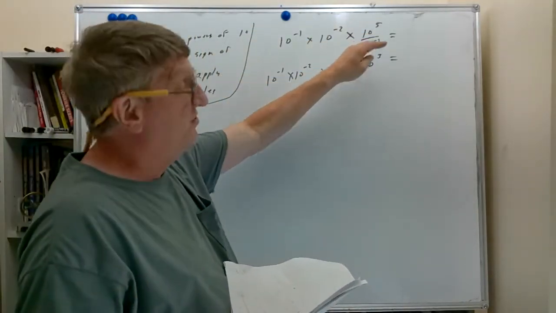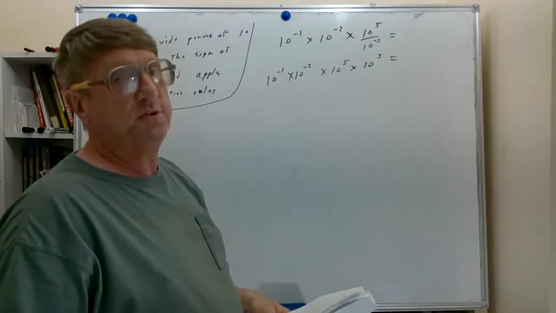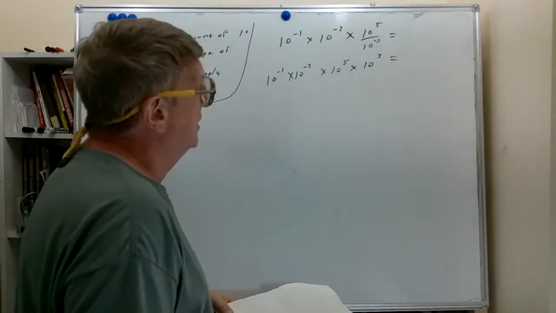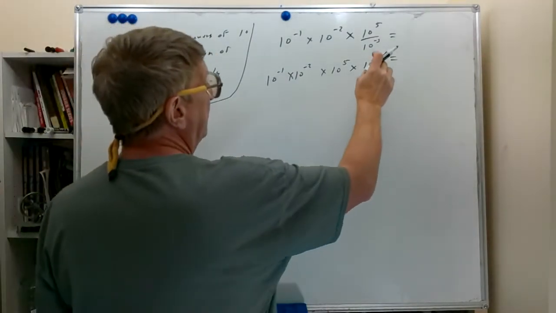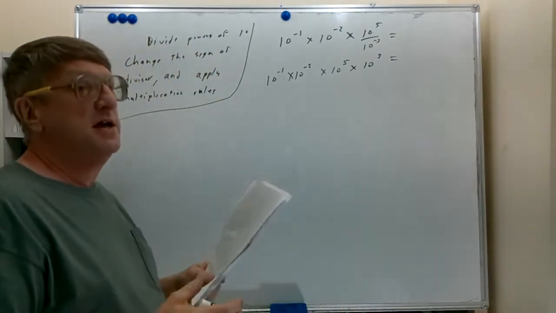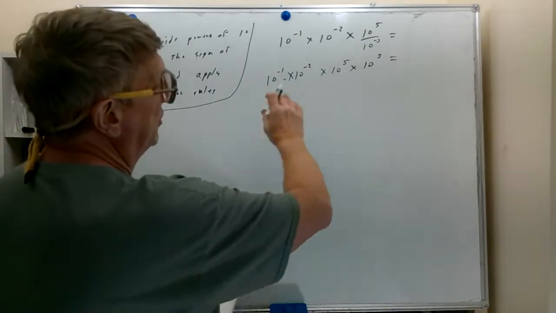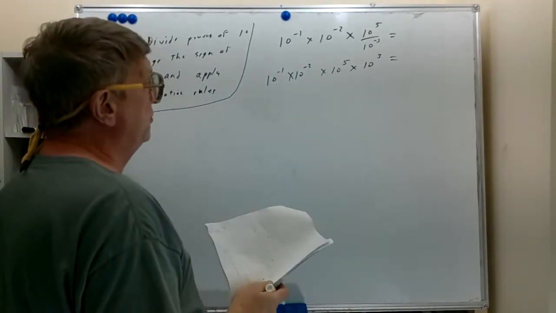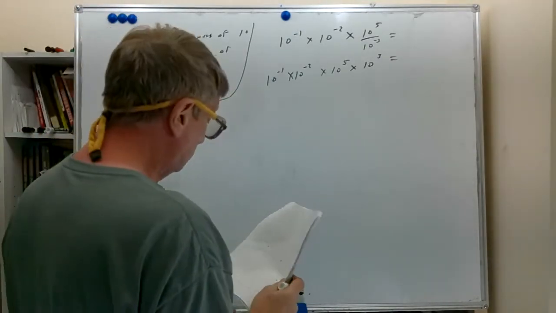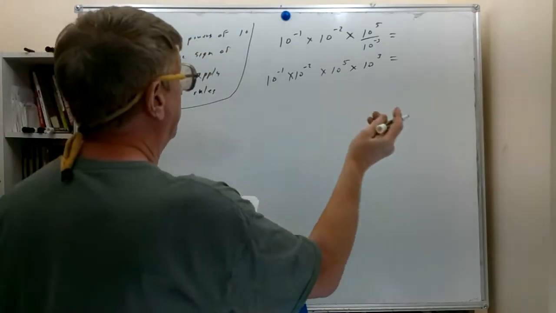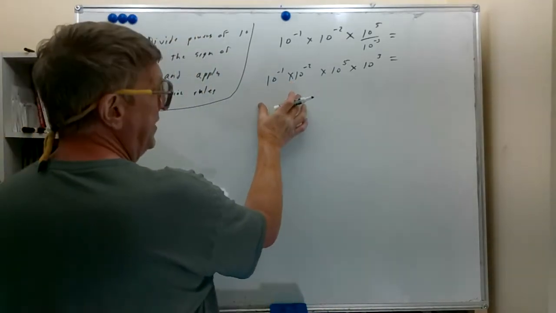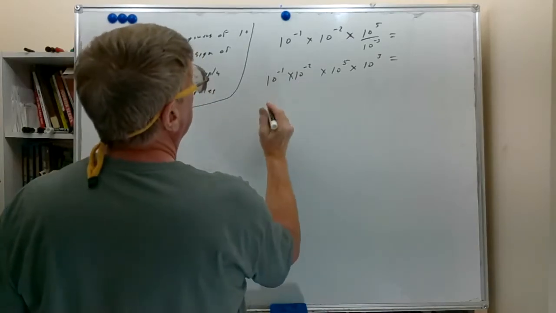10 to the 5th didn't change, but the divisor, which we wanted to convert into a multiplier, did change. The sign changed because it went from the denominator of the fraction to the numerator. Now we've converted our whole string of numbers into a multiplication problem. So let's go left to right on the multiplication now. Let's do this piece first.